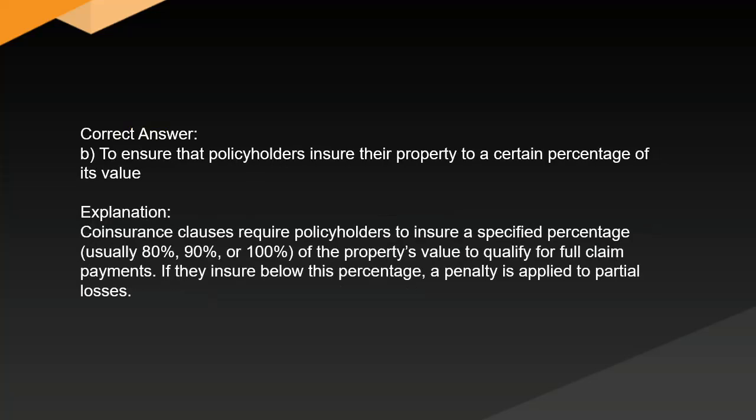Correct answer: B. To ensure that policyholders insure their property to a certain percentage of its value. Explanation: Coinsurance clauses require policyholders to insure a specified percentage, usually 80%, 90%, or 100%, of the property's value to qualify for full claim payments. If they insure below this percentage, a penalty is applied to partial losses.